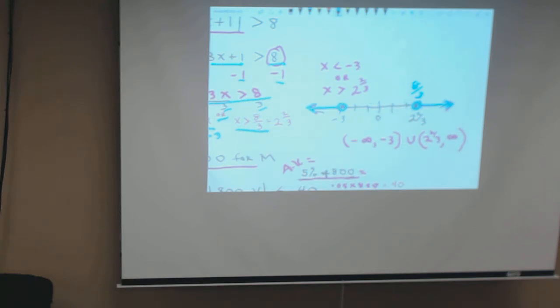Shouldn't it be 2 1/3? Because 8 minus 1 is 7. Oh. 2 1/3. Yeah, it should be. 2 1/3. There. Thank you. 2 1/3. Or 8/3. So the interval notation, it's a union of parentheses, negative infinity to negative 3, and 2 1/3 to positive infinity. And that's the interval notation.